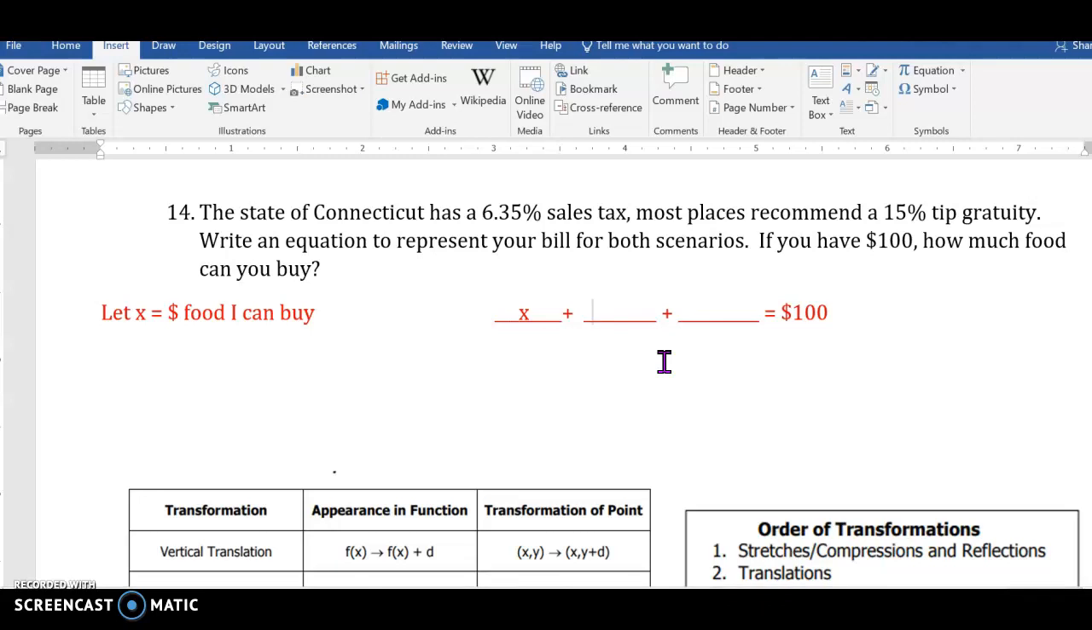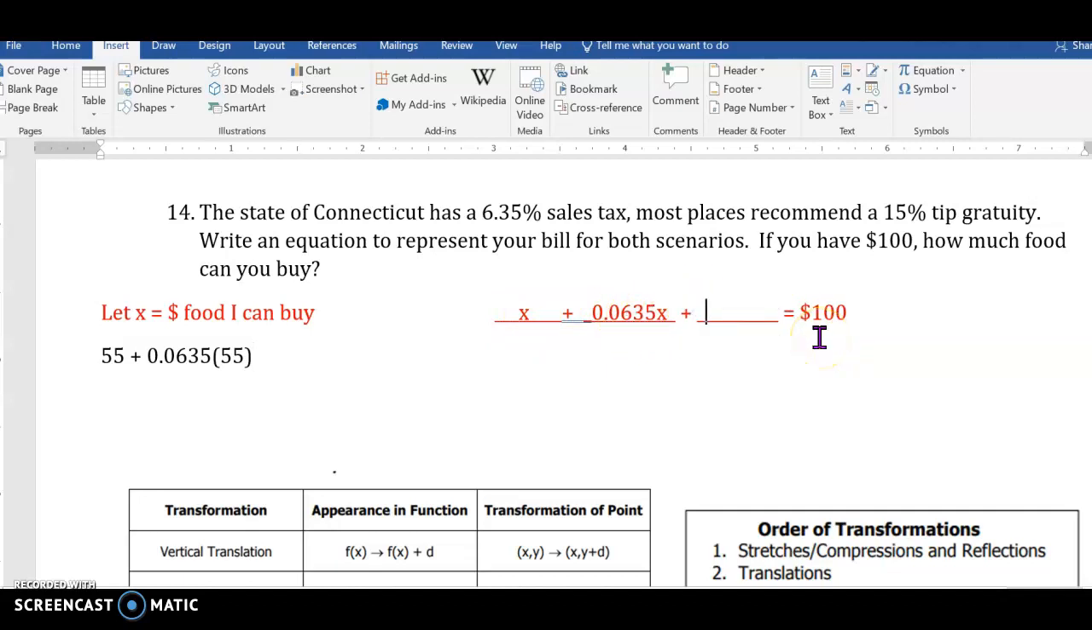Then to X, I want to add the sales tax of X. So the sales tax of X is going to be that 6.35% turned into a decimal. Typically this is how you would find out sales tax. If something costs $55 and you wanted to add sales tax to it, you would do 55 plus 0.0635 times 55. So that's really what I'm doing right here: I'm taking the food that I don't know and adding to it the sales tax.